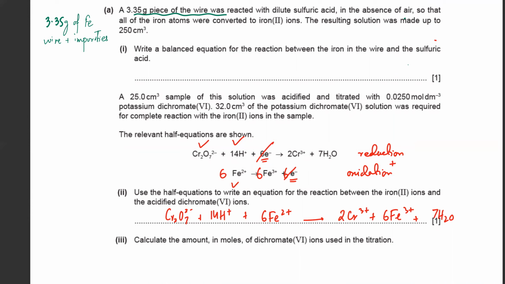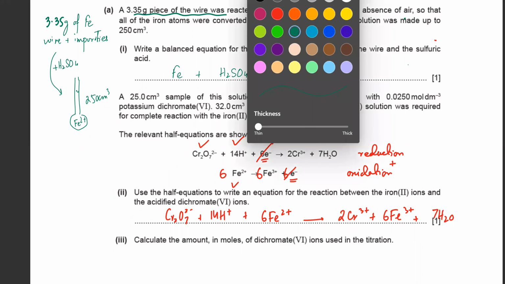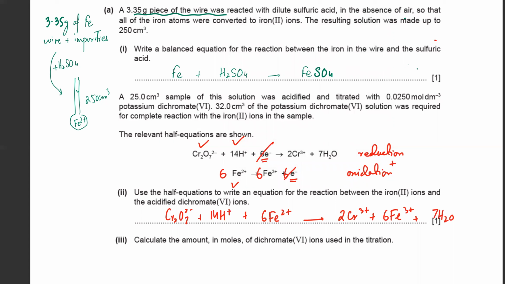And then he says that it reacts with dilute sulfuric acid in the absence of air so that all the iron atoms are converted into Fe2 plus ions. So he dissolves it in sulfuric acid, adds H2SO4, and makes it a 250 cm³ solution. And he says that all of them get converted to Fe2 plus ions. So he's asking for the equation. The equation is that there's Fe reacting with H2SO4, and it will be converted into FeSO4 plus hydrogen gas is given off. Anyways, you've got a 250 cm³ solution that contains Fe2 plus.